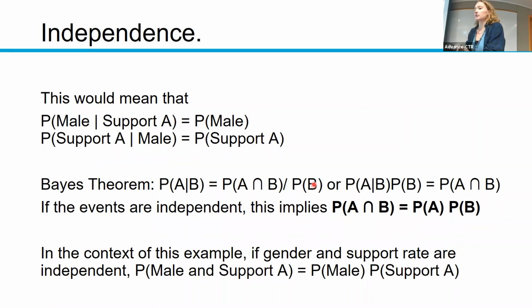If we look at this from the notation and formula perspective, this would mean that the probability of being male given you support candidate A is just equal to the probability of being male. And then the same with the second one. The probability of supporting candidate A given that you're male is just equal to the probability of supporting A. These events that we're conditioning on are independent from these events, so they don't affect each other, and so it's just equal to the same probability that it would be regardless of knowing that secondary information.